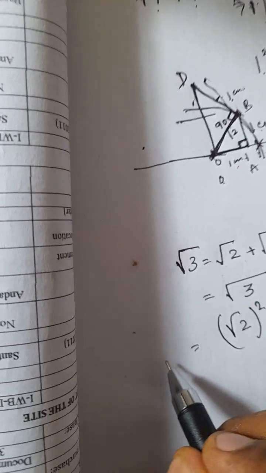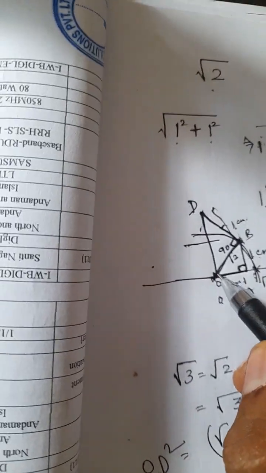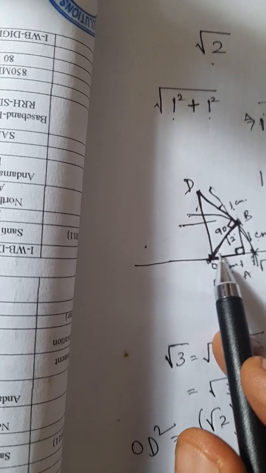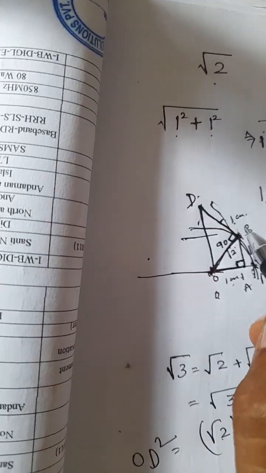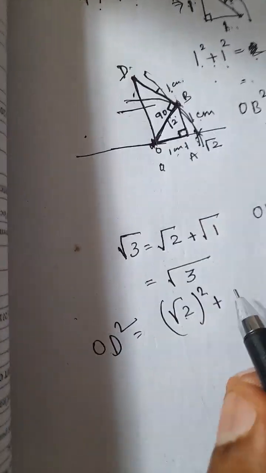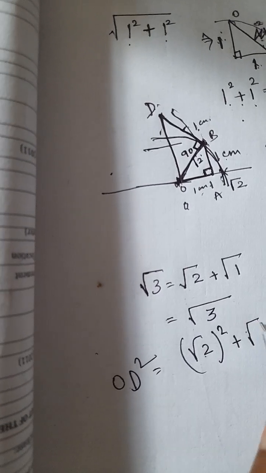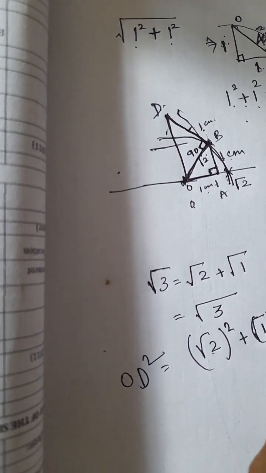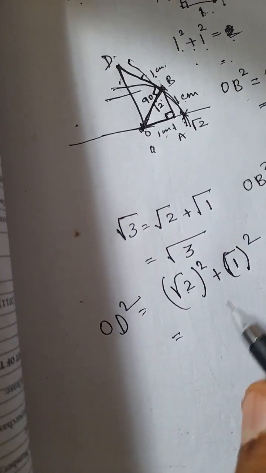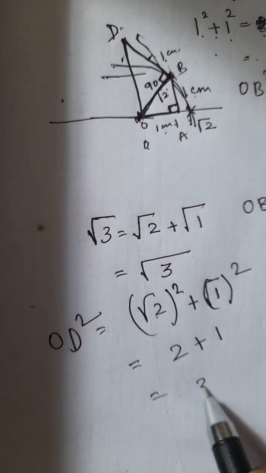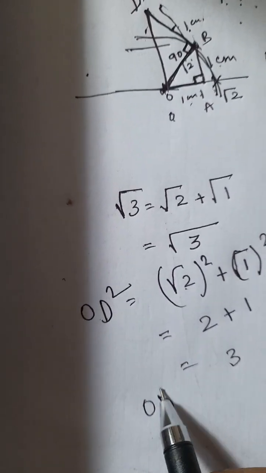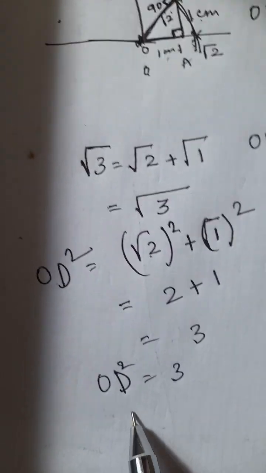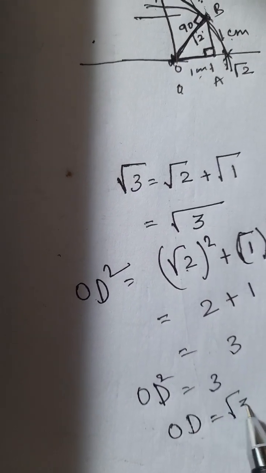OD square is equal to this length OB, we have already found out OB is square root of 2, so OB square is 2, plus this DB is 1, so I have taken it 1 square, right? So this is equal to 2 plus 1, so this is equal to 3. So OD square is equal to 3. So OD is equal to square root of 3.